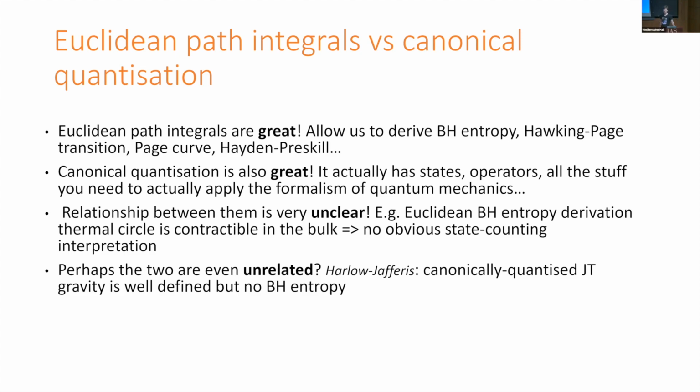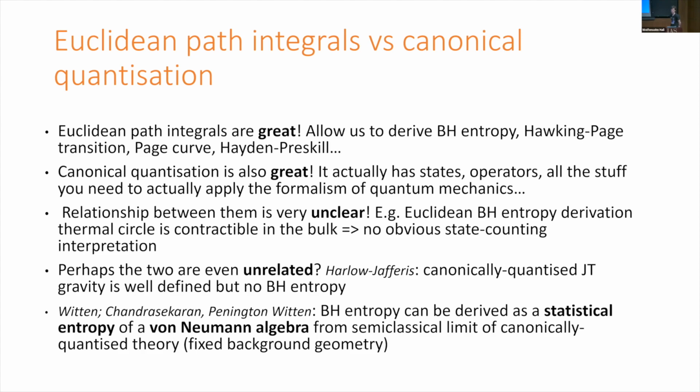So it's even been suggested that the two are sort of unrelated or not necessarily related. Daniel Harlow has made this point very forcefully and eloquently. And there are particular examples of very simple theories, such as canonically quantized JT gravity, which I'll talk about today, where at least for pure JT gravity, the canonical theory is completely well defined, but it doesn't understand what the Bekenstein-Hawking entropy is. It doesn't know anything about that. It certainly has no notion of microstates. It has no notion of the right spectrum or anything. There's a paper by Jafferis that pointed that out very nicely.